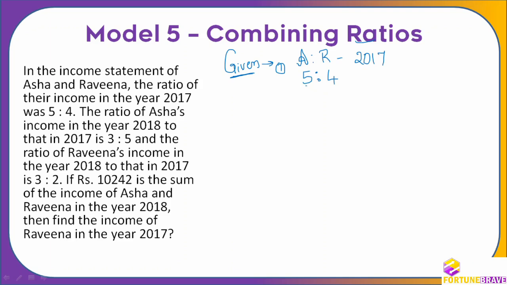They have given Asha's ratio for 2018 to 17. Can you see it? 2018 to 17. I am also taking this one as 17 for a purpose. So how much is it? Asha's income in the year 2018 to 2017 is 3:5. And the ratio of Ravina's income in the year 2018 to 17.